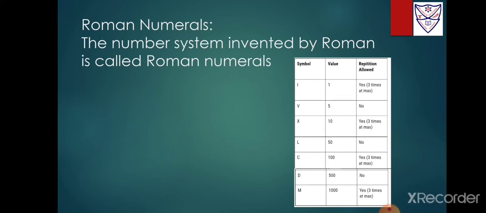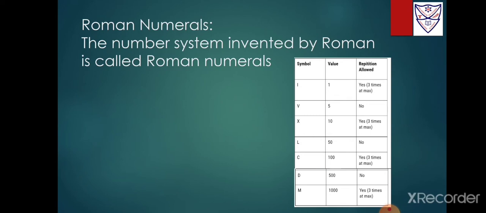Roman numerals. Students, what are Roman numerals? The number system invented by the Romans is called Roman numerals. Where are these Roman numerals used? Roman numerals are used on clocks and for writing classes. So let us understand the rules of Roman numerals. Roman numerals contain symbols. We should know the values of the symbols, and how many times each is repeated or whether it may not be repeated.